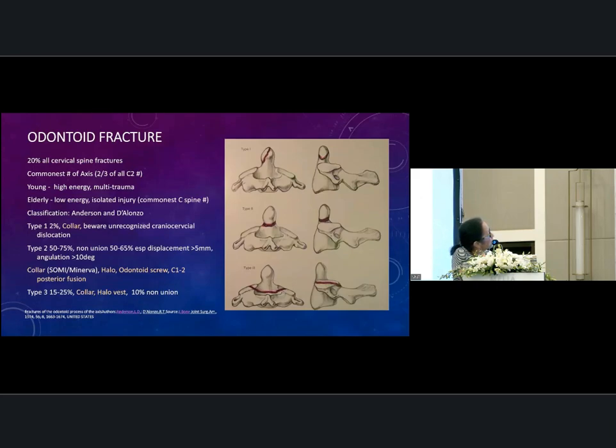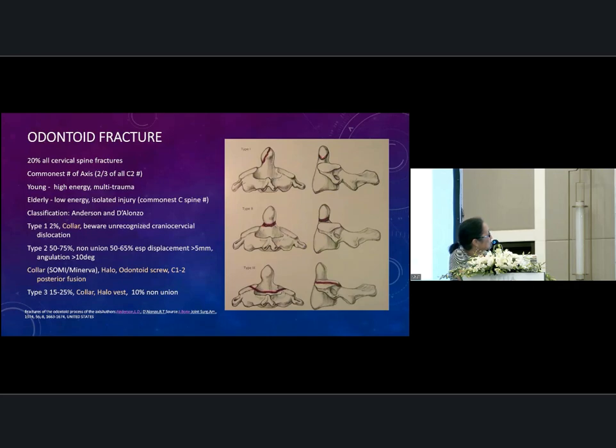Odontoid fractures are, again, commonest of the C2 fractures, and again, common in cervical spine fractures. And again, the etiology is usually of a young person in a motor vehicle accident or an elderly with a low energy fall. The Anderson-D'Alonzo classification is the commonest used. There are 3 types. The first and third are usually seen as stable, whilst the second is seen as unstable due to the poor vascular supply and increase in non-union of the type 2.